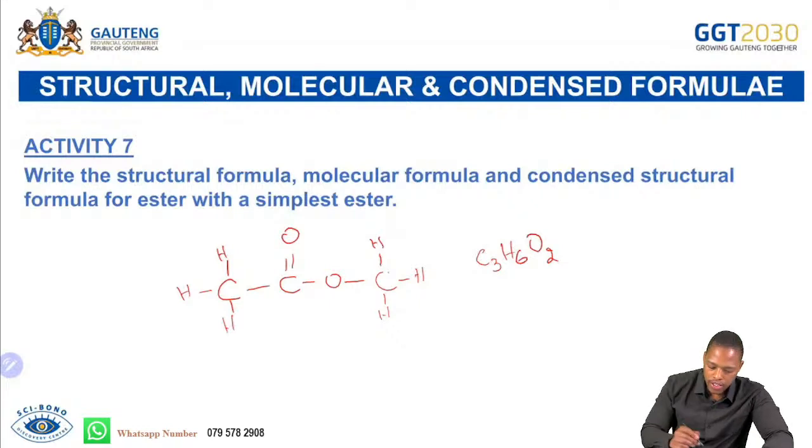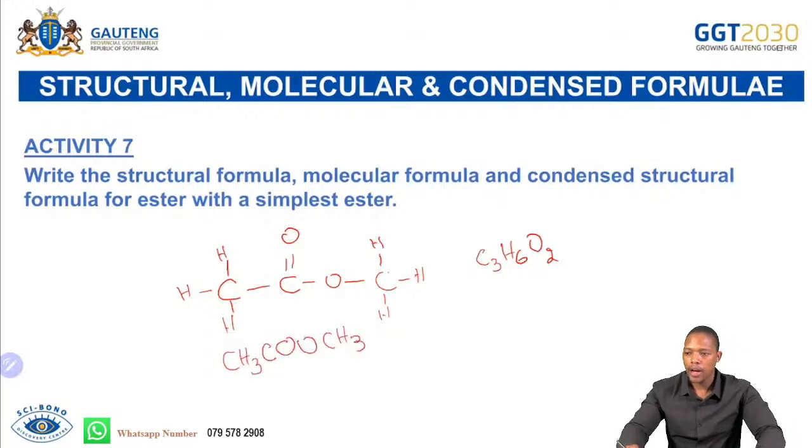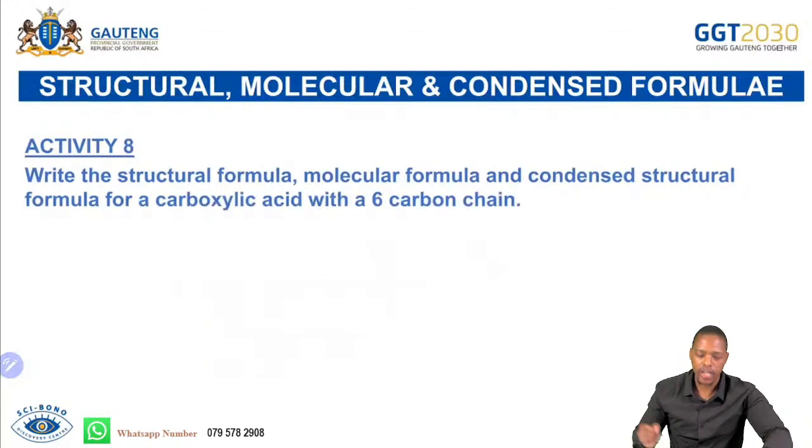Let's do the condensed structural formula for an ester. It will be CH3, and then it will be C bonded to O, bonded to another O. Then this O will be bonded to CH3. Again, I hope you get what I'm trying to do here. From the structure, we can be able to do all these things. They do not become complicated.